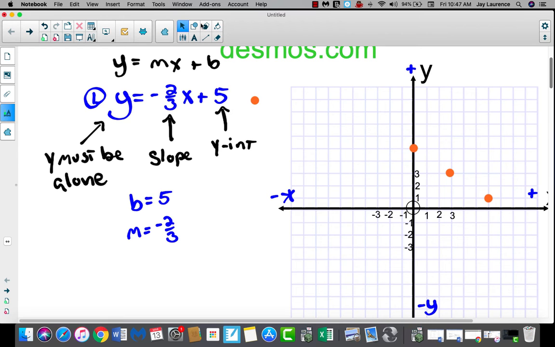If I wanted to, I could have made the slope 2 over negative 3. They are the same number, just expressed differently. And from the y-intercept, I'm going to go up 2 and then left 1, 2, 3. And if you look, those 4 points are collinear.